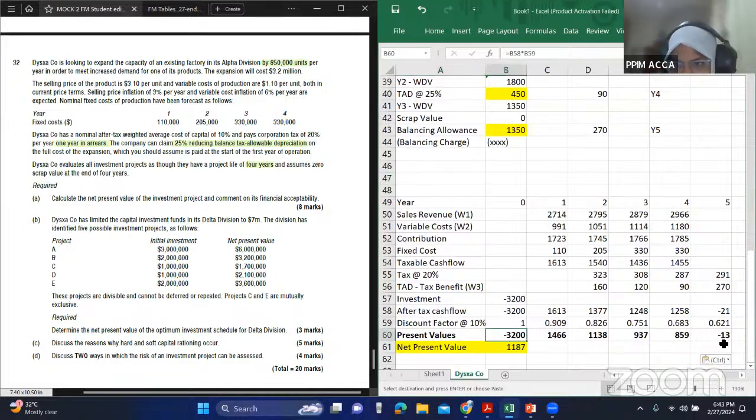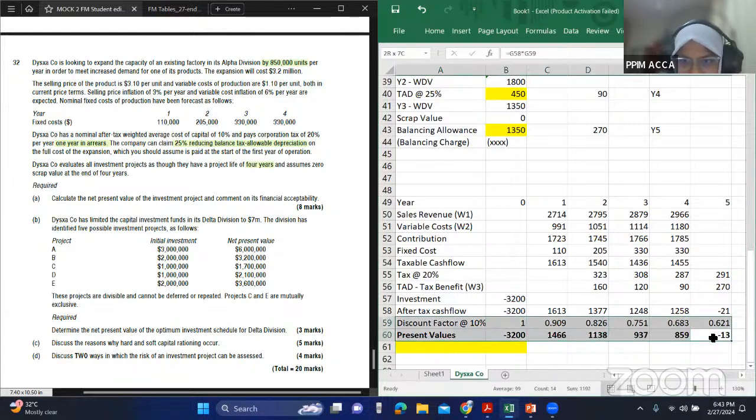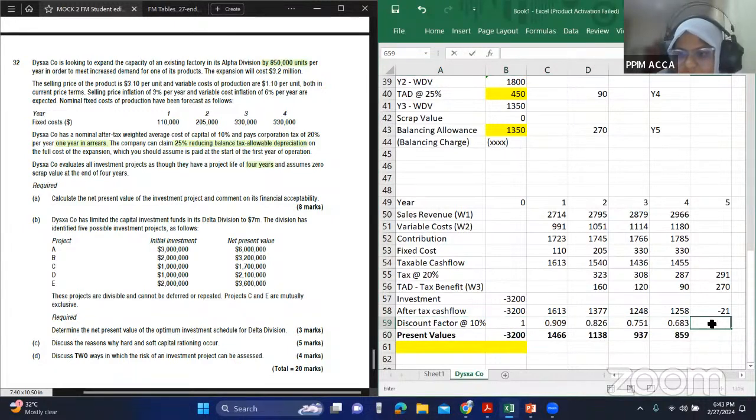So how you have to do it is till this point. Obviously this is not there. Till the after tax cash flow, it's the same. The only thing is you don't need to get the discount factors or the present values and multiply it. You can directly use the spreadsheet to do that. So let me show you how that works.